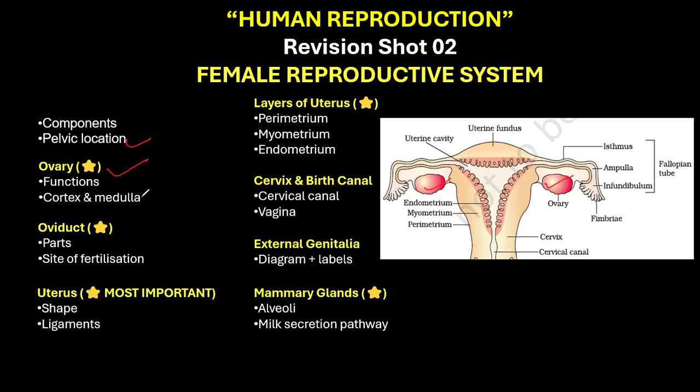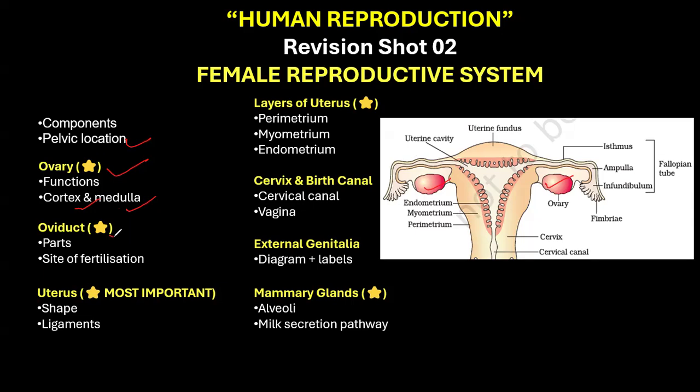Functions: they produce ovum and secrete ovarian hormones like estrogen and progesterone. Location: there are two, one on each side of the lower abdomen. Size is 2 to 4 centimeters, as given in your textbook. Structure: an outer thin epithelium, and the ovarian stroma, which is divided into two regions, the cortex and the medulla. The cortex is the outer region and the medulla is the inner region.